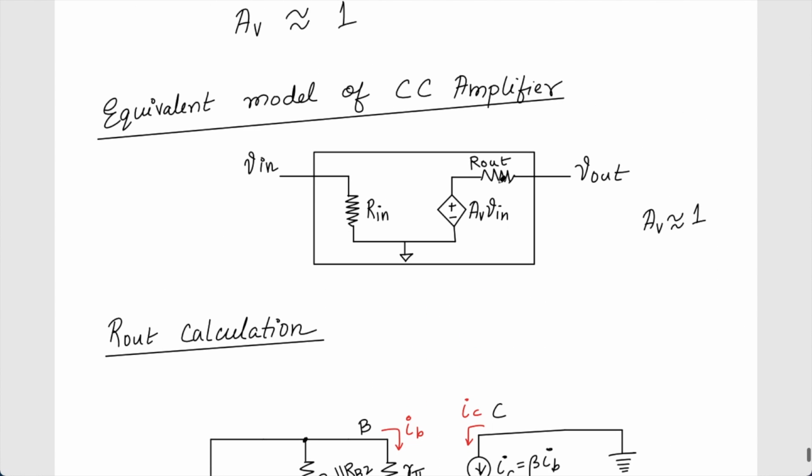Before we go ahead and see the advantage of the common collector, we will now calculate R in. We have calculated R out. We already know the AV. R out is very small. So let's try to estimate the R in now. For R in, the calculation is very simple. Of course, we will not connect any load here. We just need to apply a signal here and find out what my R in is.